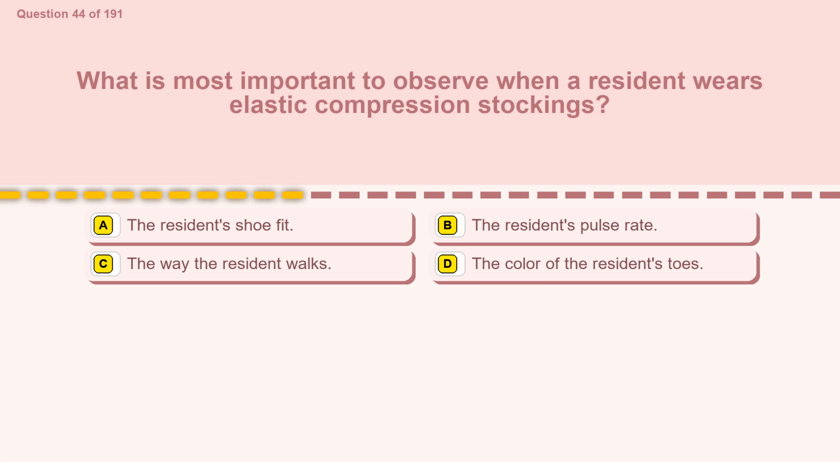Option A. The resident's shoe fit. Option B. The resident's pulse rate. Option C. The way the resident walks. Option D. The color of the resident's toes.